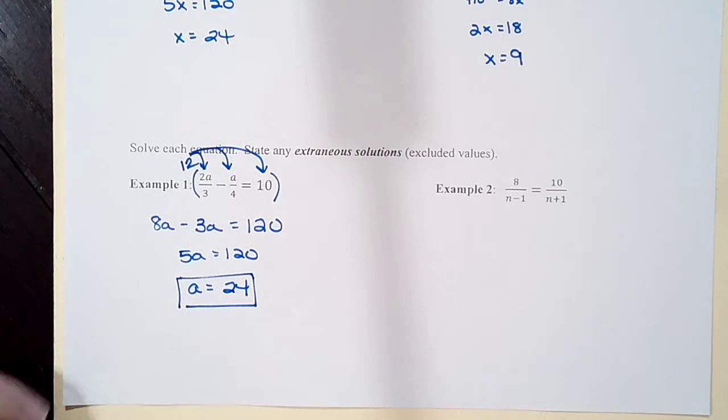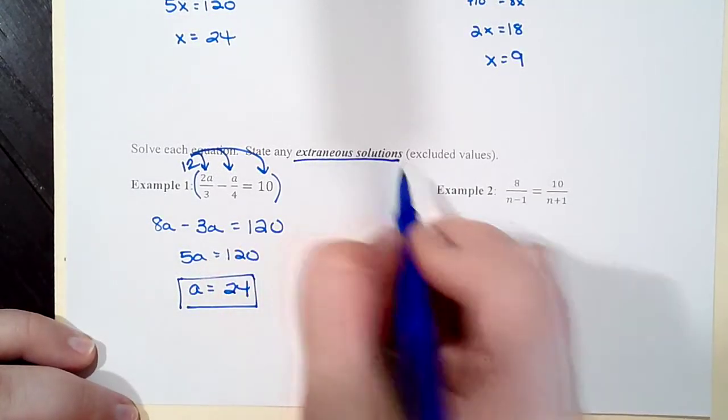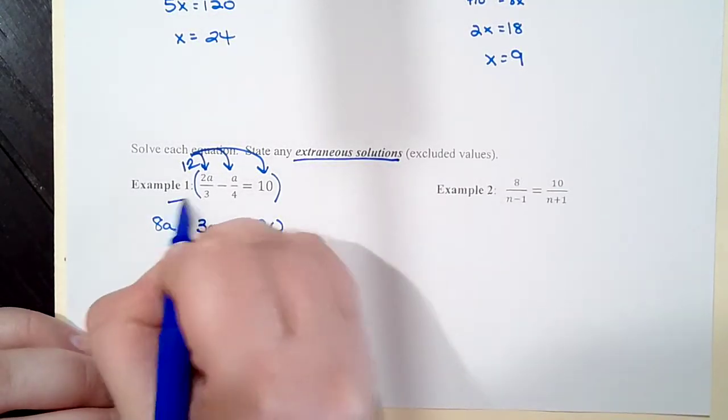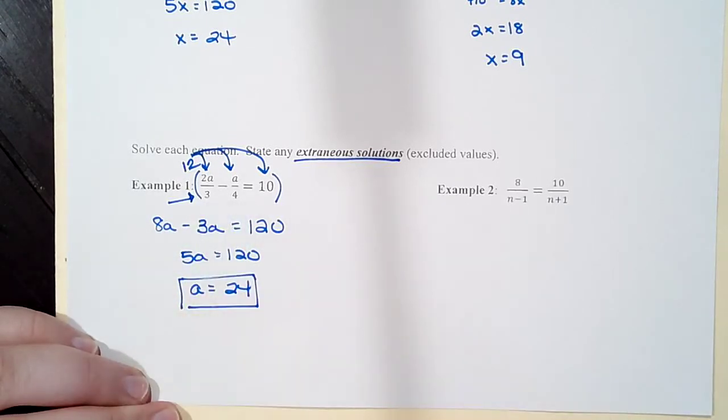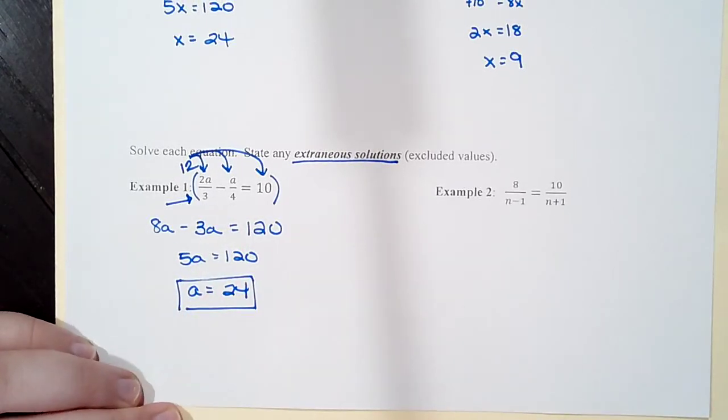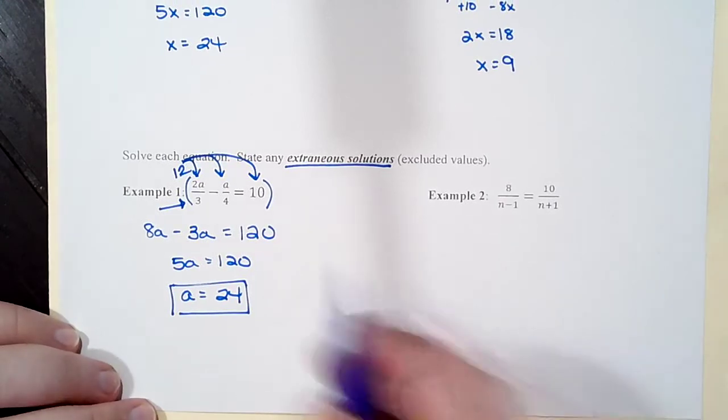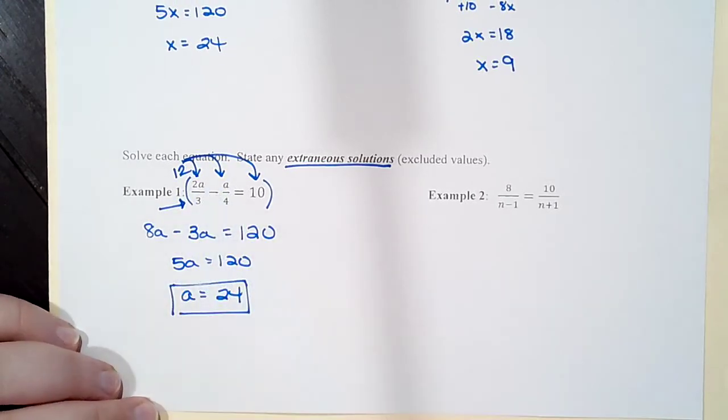However, I do have to double check, are there any extraneous solutions? In this case, are there any values that I could plug into the denominator of any of my fractions that would cause any problems? Since there are no variables in my denominators, the answer is no. Now that's how we solve when there's two fractions on one side.